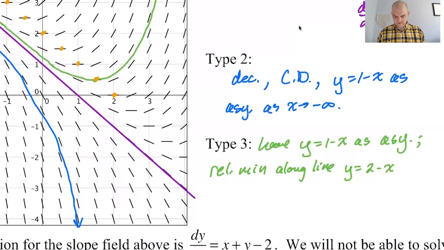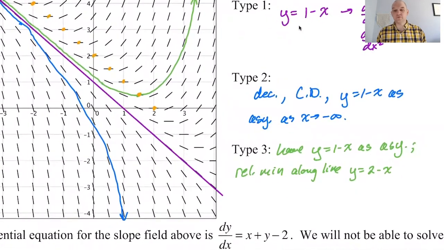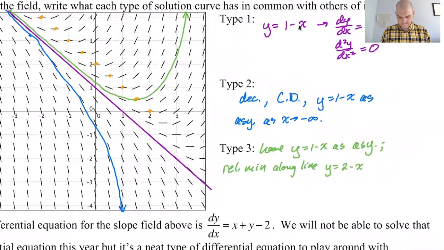So I'm not going to prove that. I mean, I really want to prove that. And to prove that, I would show that dy dx equals 0 when y equals 2 minus x. And then show that y is concave up at that point, or along that line, which would prove that there's a relative minimum. But they all have a relative minimum along that.